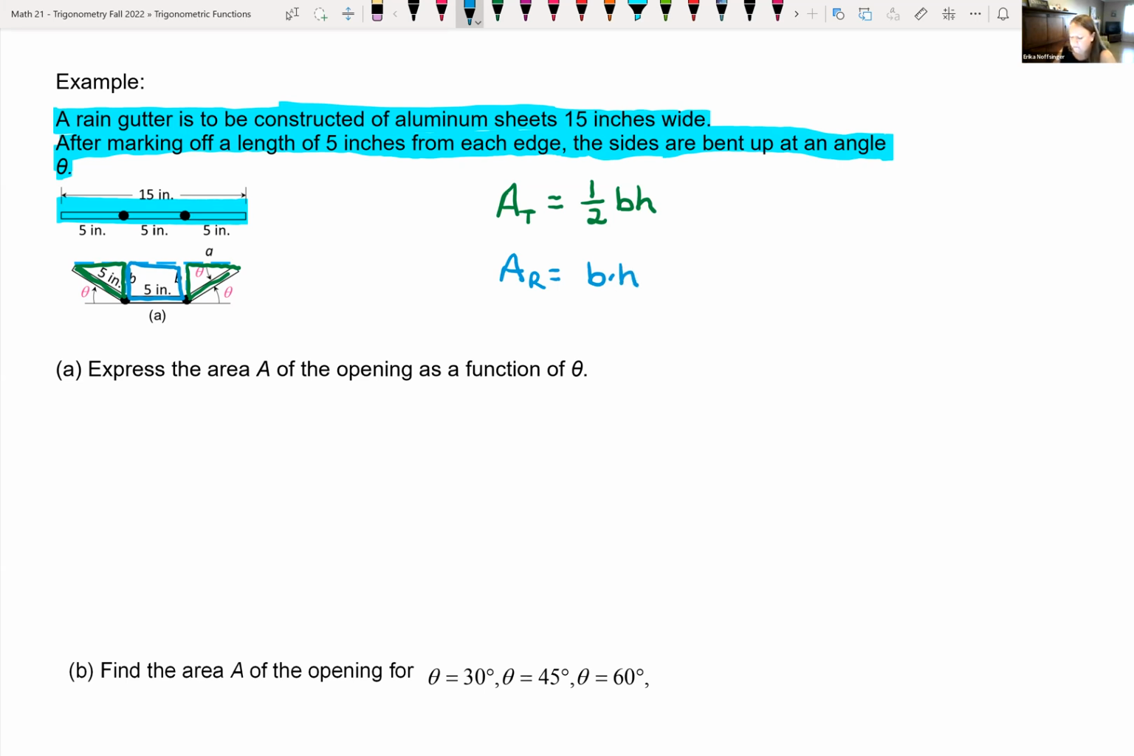So we want to figure out what these lengths are. Let's look at one of these triangles here. We know that this length in here was 5 and that we rotated it up. So in our triangle, rotating that up, that's our hypotenuse. So we know what our hypotenuse is. We know that that's 5.